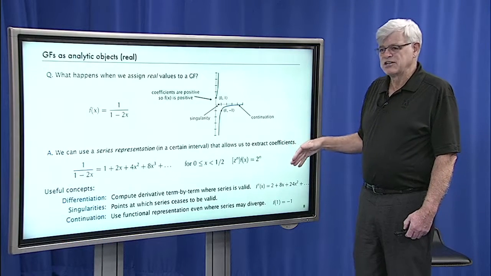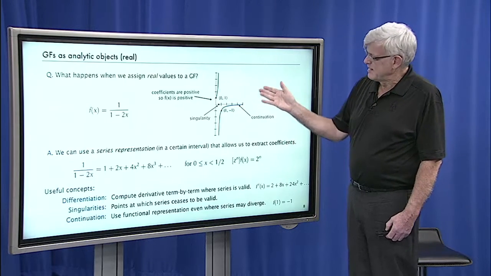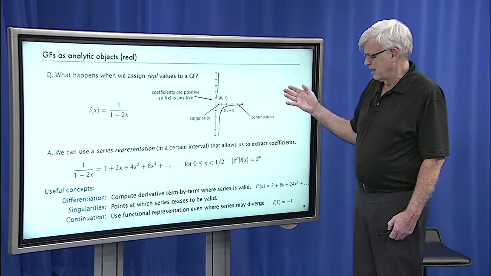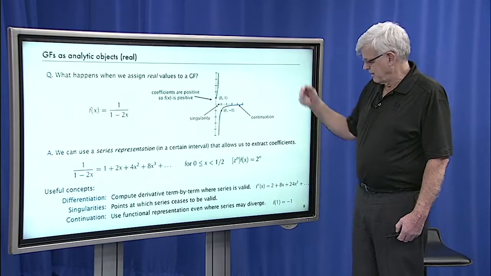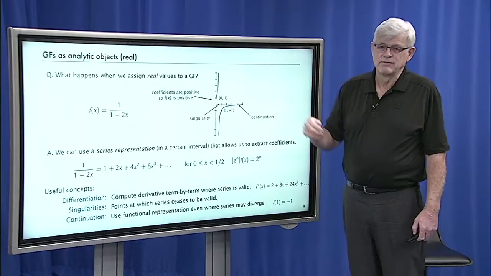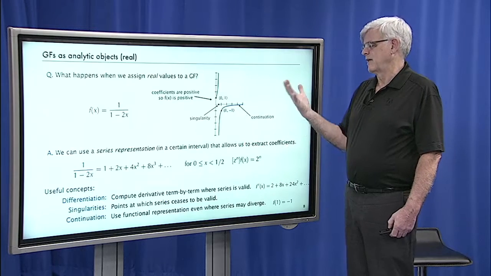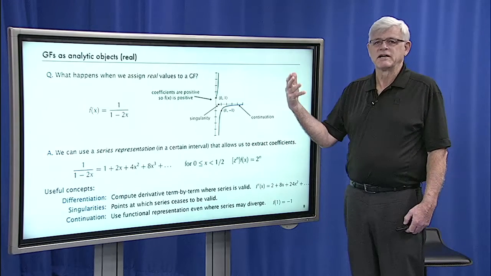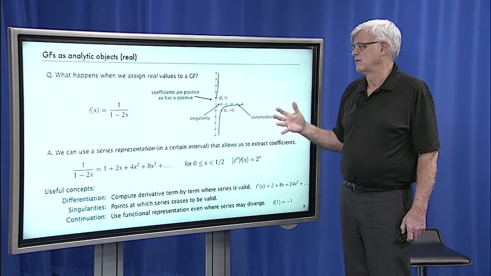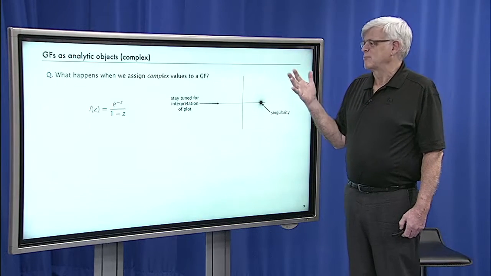But we have the idea of continuation. We can take that function and we can use that function even in places where the series is not valid. So in this case, we could say f of 1 equals -1 just by plugging in x equals 1. And in the whole positive plane, actually everywhere but at the singularity, we can compute a value of the function. And through continuation, we're opening up more analytic manipulations that we can do to get the results that we want. And the same thing happens in the complex plane.